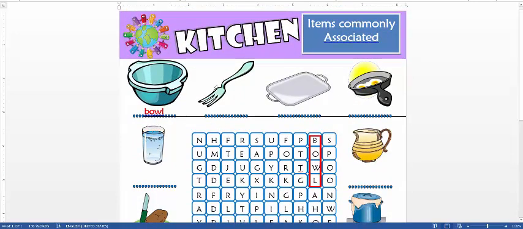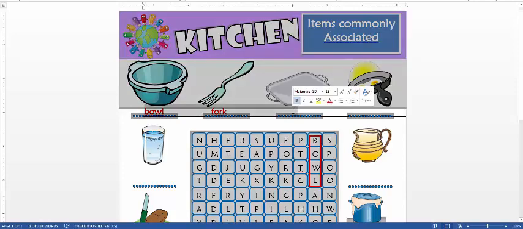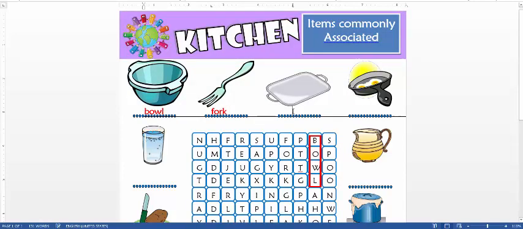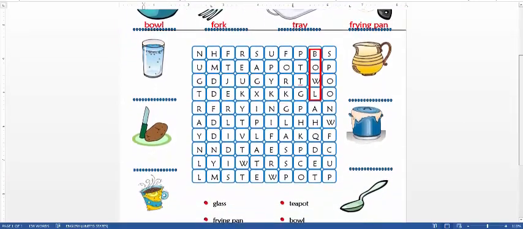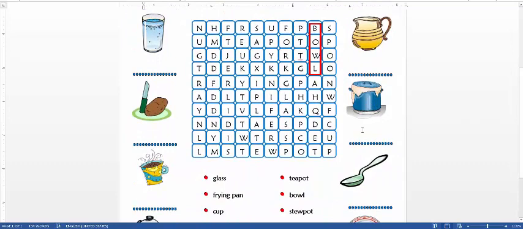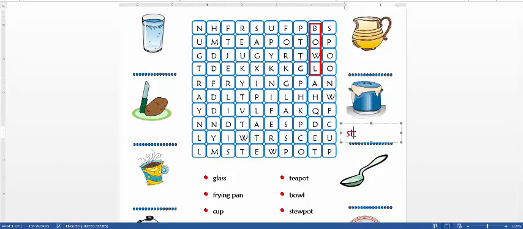So this is a bowl, and what about this? What do we call this? This is a fork, right? And what do you call this? This is a tray, right? And what about this one? This is a frying pan that we use to fry an egg or something else, right? Then we have a glass, and we have a jug. This is a stove pot, right?